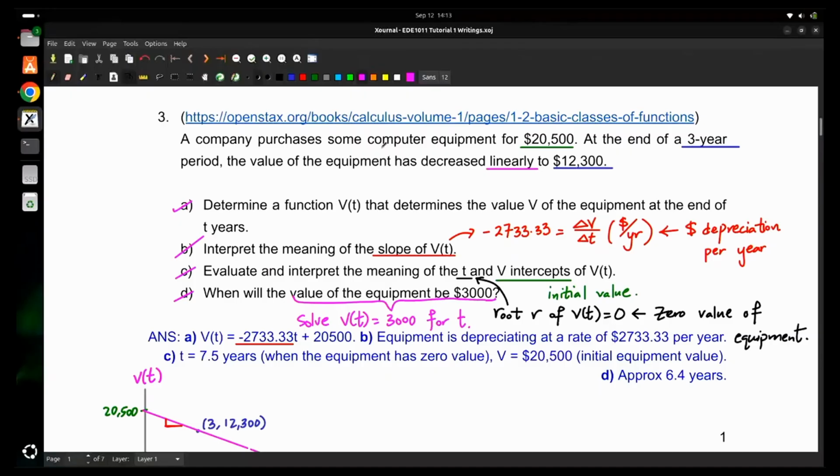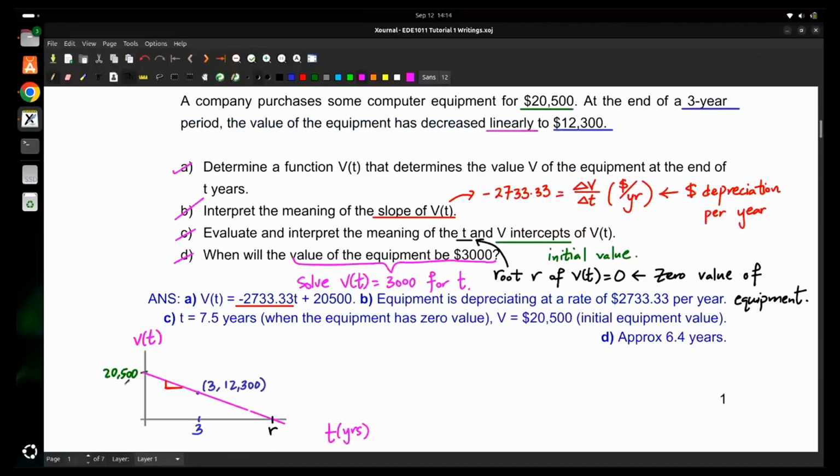So in this case, the word problem is simply some company purchasing some computer equipment for some value, and then at the end of a 3-year period, the value of the equipment has decreased to a lower value. So given the information, you can actually plot the graph as shown here. The value of the equipment initially when bought is 20.5K. Then subsequently, it is mentioned here that it decreases linearly to 12.3K.